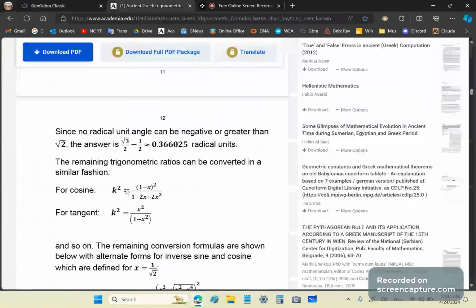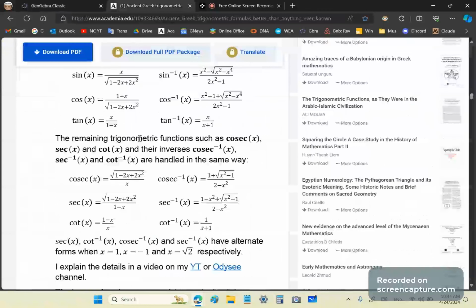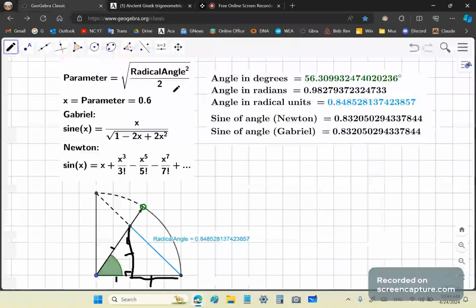And of course, in the same document, I give you all the formulas for radical angle units in which x is the parameter. So from your radical angle unit, you always get a parameter because they all take the same parameter. Does that make sense? So that's pretty much how radical angle units work.